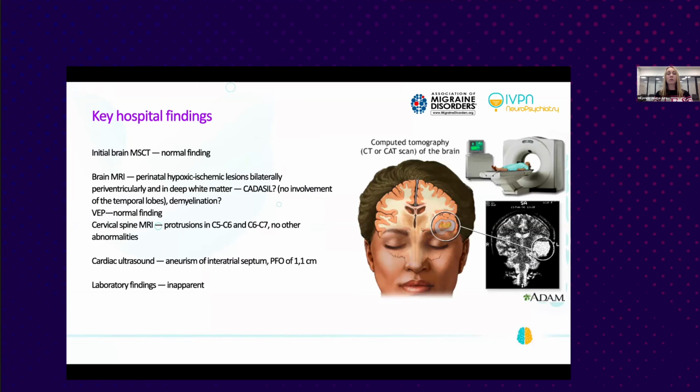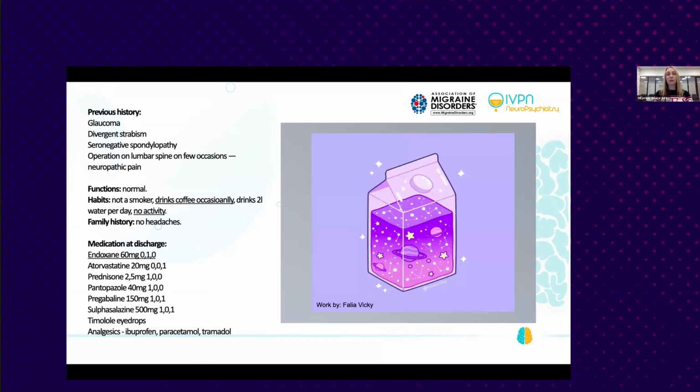They did visual evoked potentials, which were normal, and a cervical spine MRI, which only showed protrusions and no other demyelinations. They did the TEE, which means transesophageal cardiac ultrasound, showing not only the aneurysm, but a PFO of 1.1 centimeters. The lab findings were inapparent this time. So what has changed? She stopped drinking coffee. She's not a smoker. She has no activities because her headache is so severe. And this time she was given Endoxan because of the PFO.